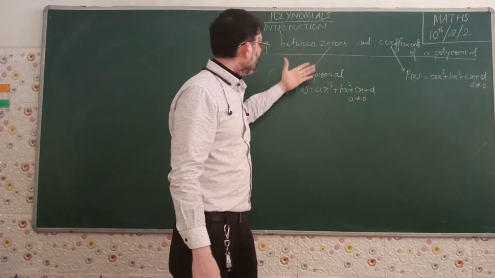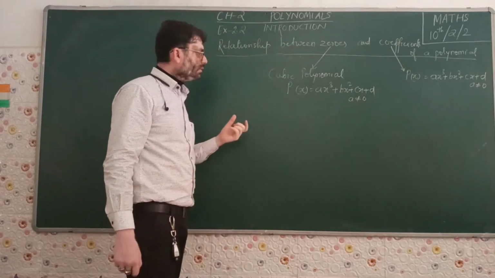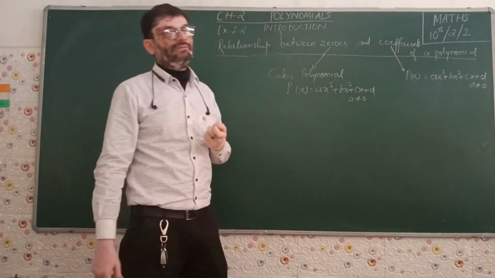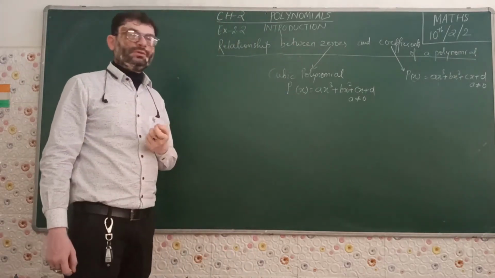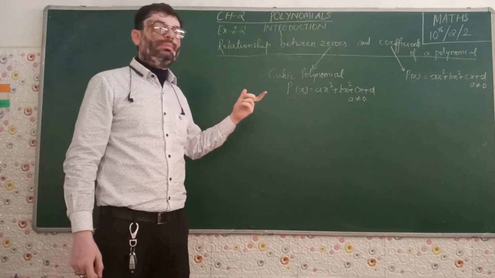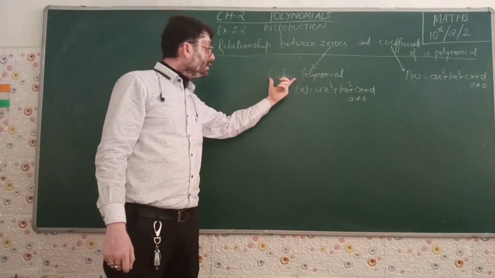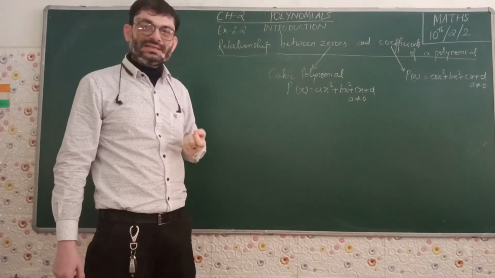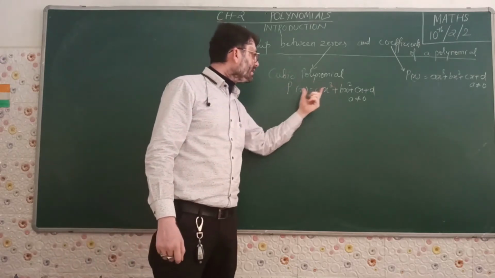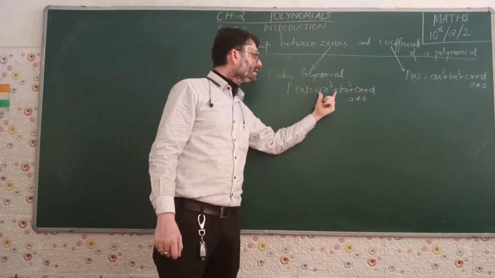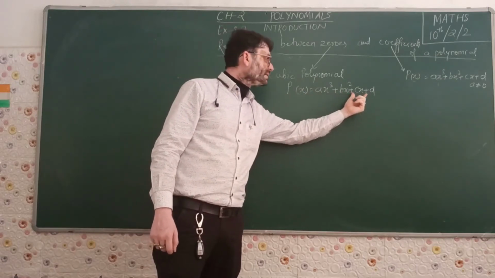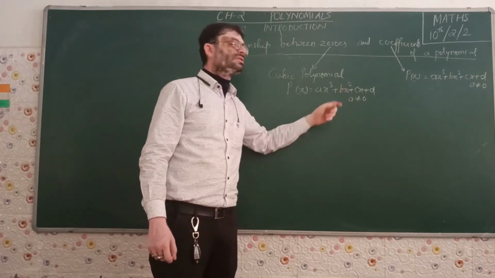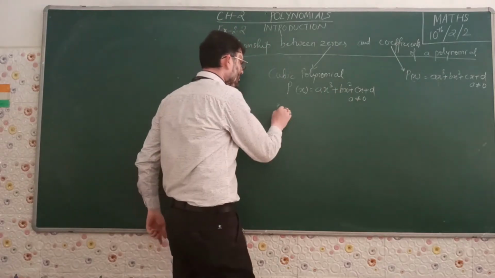Again, zeros of a cubic polynomial. As we have discussed earlier also, the highest degree of x gives me the number of zeros that are possible in a polynomial. Here we are taking a cubic polynomial. The word cubic itself tells me that the degree of x is 3, and that is given by the standard form p of x is equal to ax cubed plus bx squared plus cx plus d, where a is not equal to 0, and the highest degree of x is 3, so there are 3 zeros.